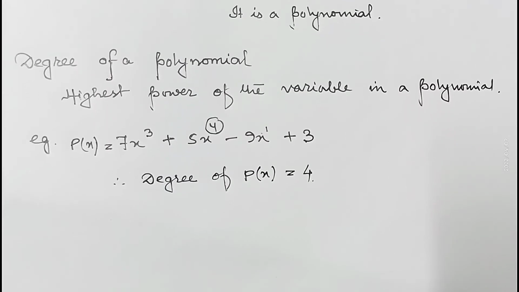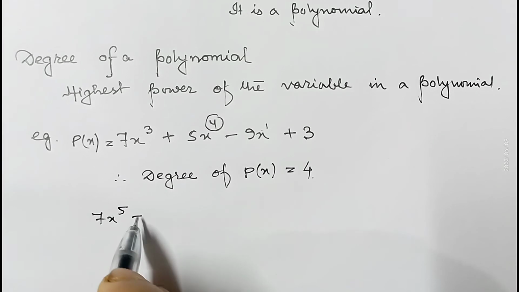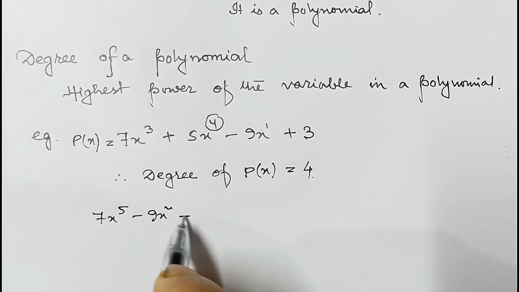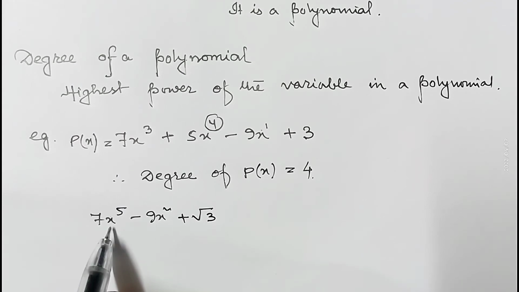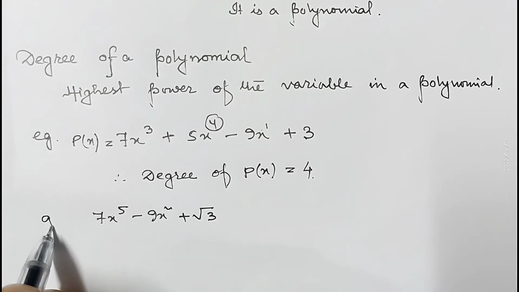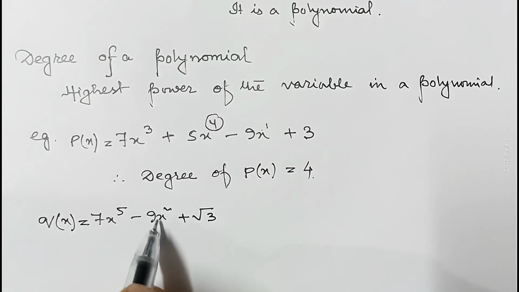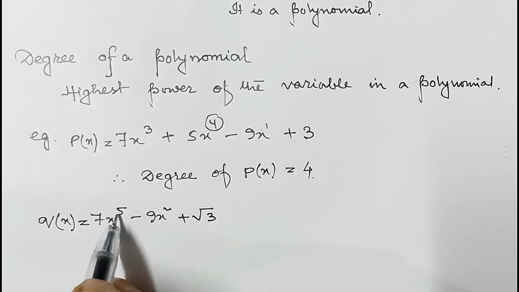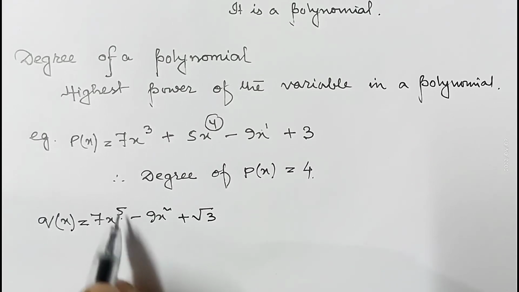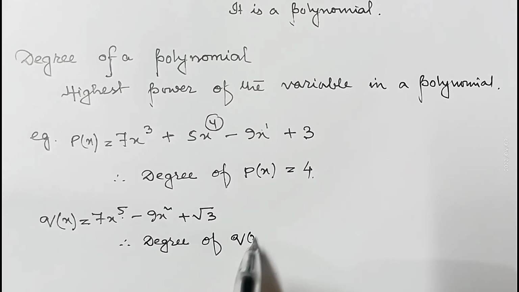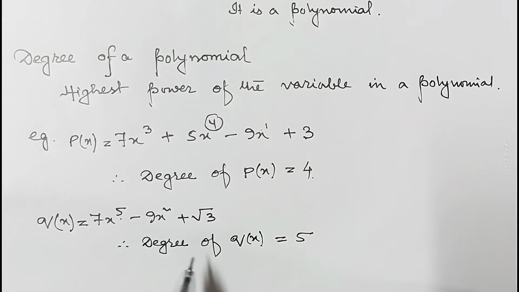Okay, let me give another example. Suppose it is 7x to the power 5 minus 9x square plus root over 3. Is this a polynomial? Just check. Here the variable is x, so we can name it suppose q(x). Power of x is 5, power of x is 2, both of them are whole numbers, so it's a polynomial. Out of these powers, the maximum power is 5, therefore degree of q(x) is 5. I hope what is degree of a polynomial is now clear.